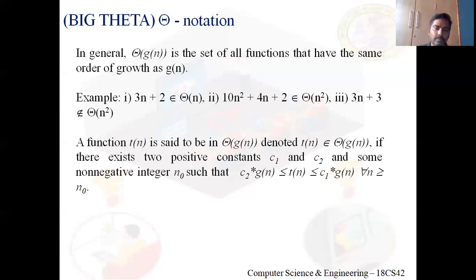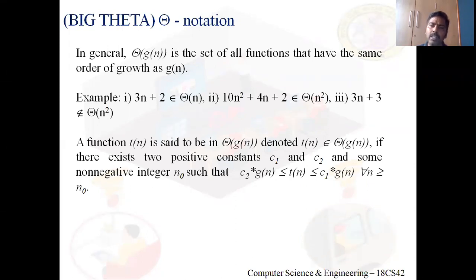Just have a look at the example 3n plus 2. What is the growth rate? Linear. Whether it belongs to big theta of linear? Of course it belongs, because the growth rate is the same. Have a look at the second example, 10n square plus 4n plus 2. What is the growth rate? Quadratic. 10n square plus 4n plus 2 is quadratic. Whether it belongs to big theta of n square? Of course it belongs, because the growth rate is the same.